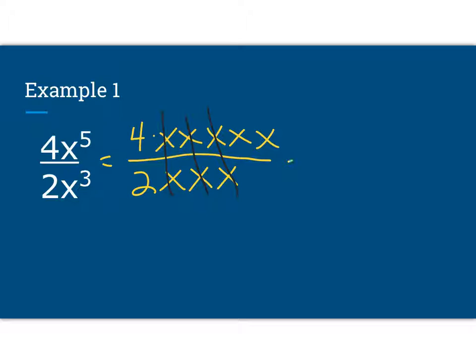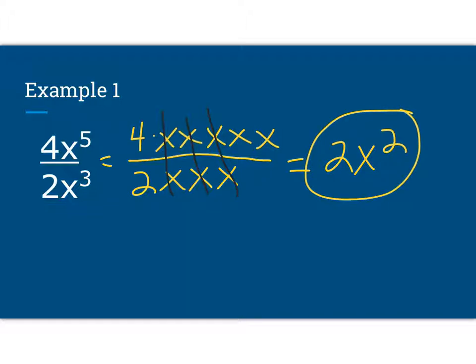And now let's finish here. So the big numbers, we have 4 divided by 2, which is 2. On the top, you're left with x times x, which is x squared. And we didn't have anything left on the bottom. So that's your final answer.